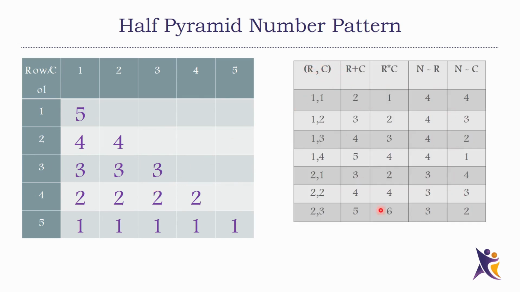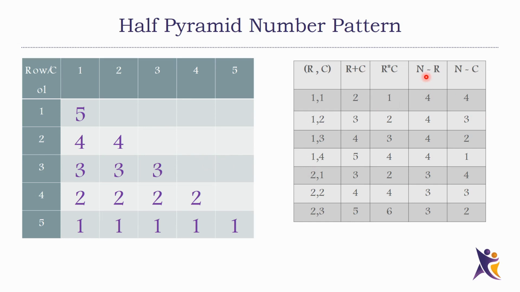You try to draw this table for a given row number, column number. Just add those column number, row number, multiply them, and subtract with n, add with n, so that you can figure out some connection between these multiplications and additions. We'll figure out some expression so that we can use that expression in the printf.